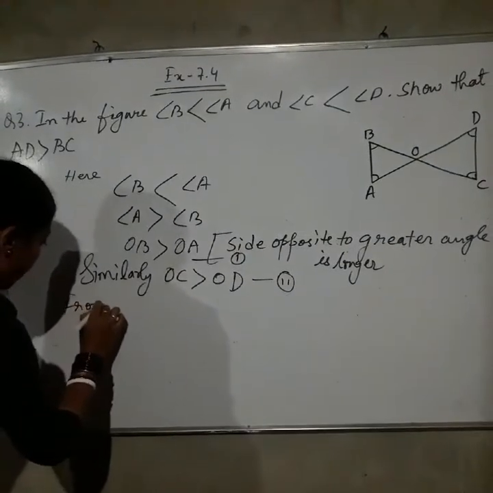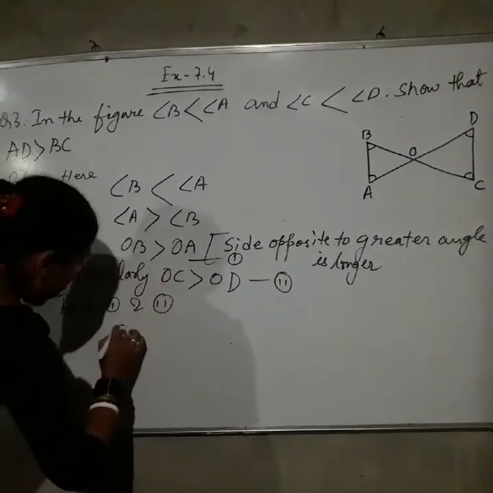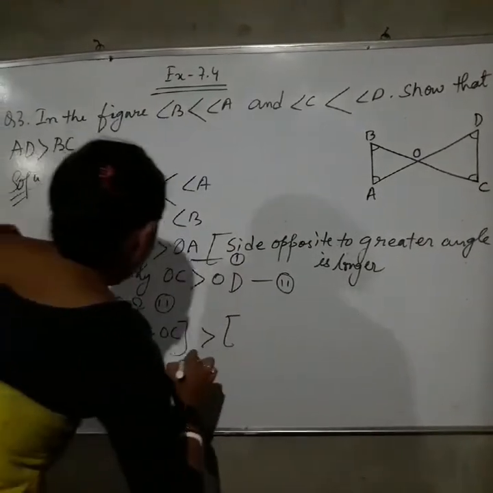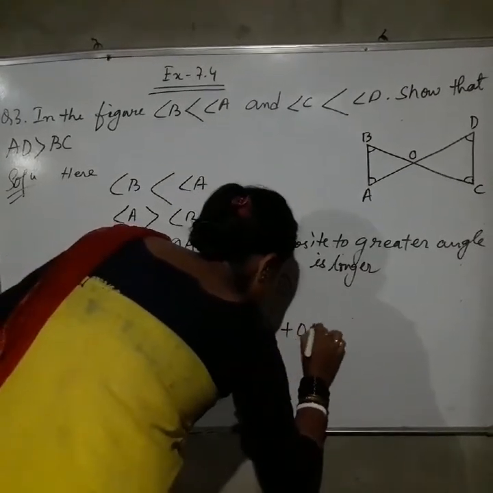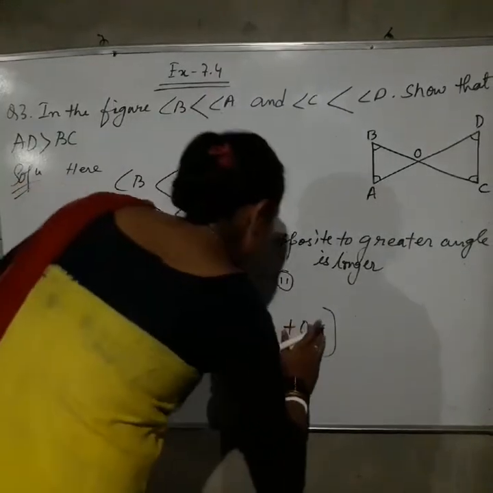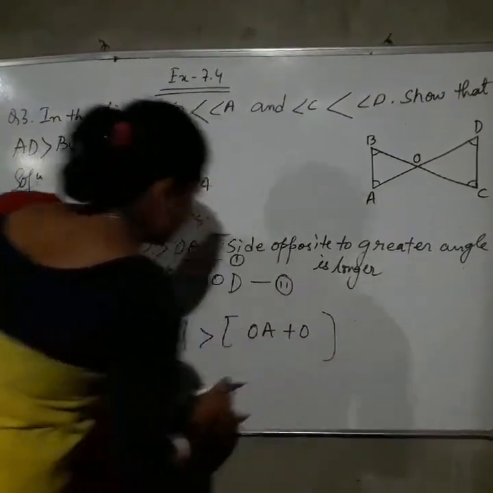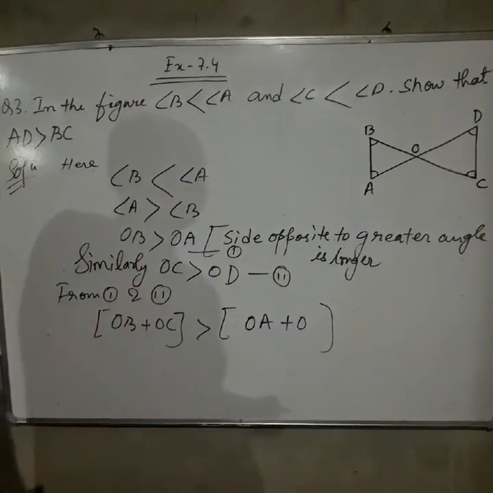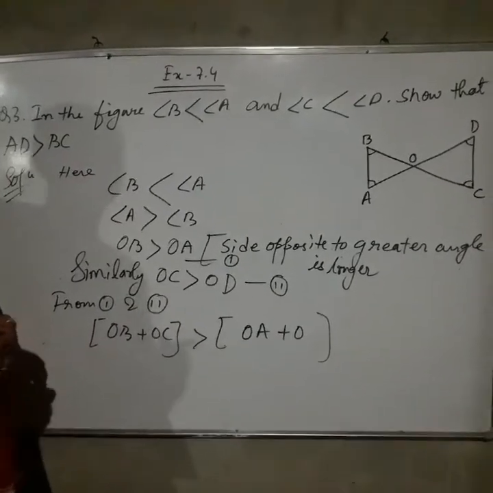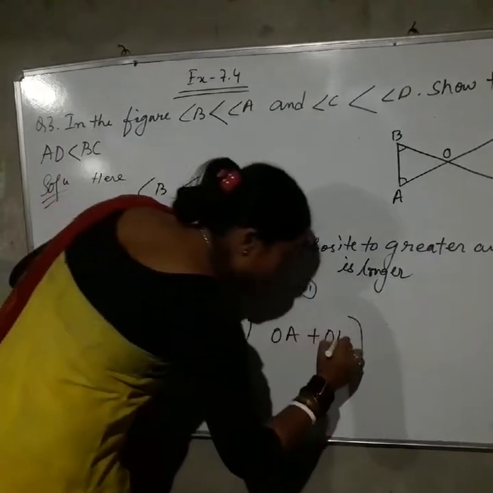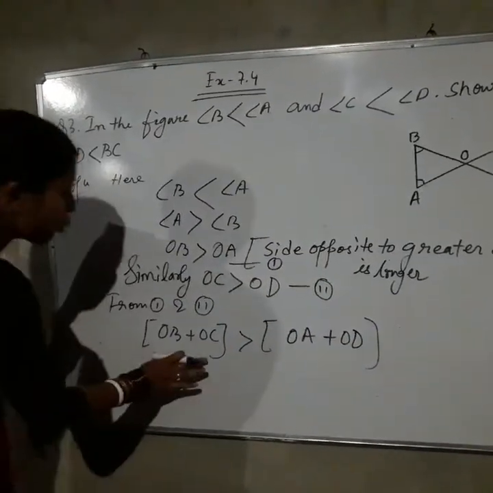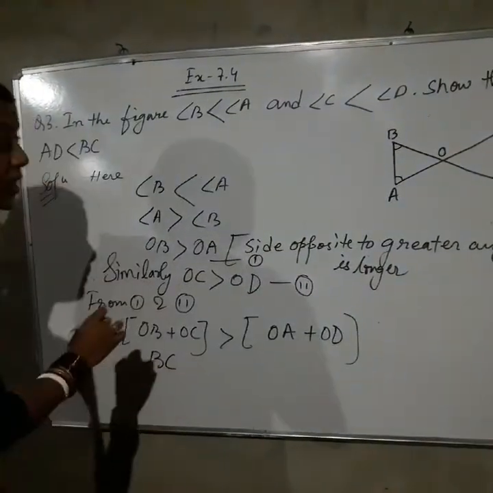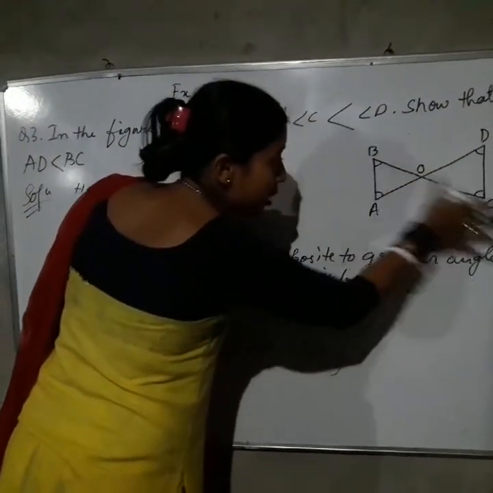So from 1 and 2, what can we write? OB plus OC is greater than OA plus OD. Now OB plus OC is BC.